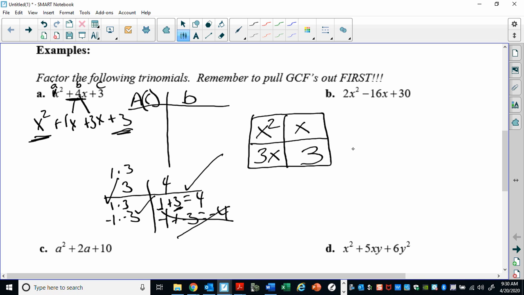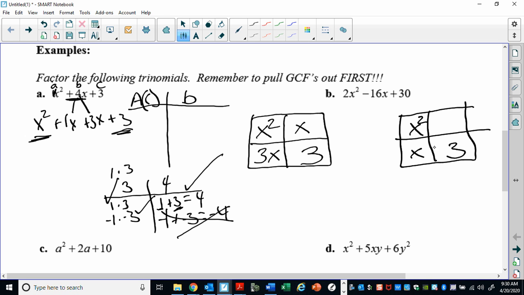Now what I'm going to do is create another box over here and show you that it does not matter how you set these up, as long as you put the x squared here and the 3 here. Let's say we put the x here and the 3x there. Now, what you're going to do is factor. You're going to factor from left to right, and from top to bottom. Your answers will go on the outside.